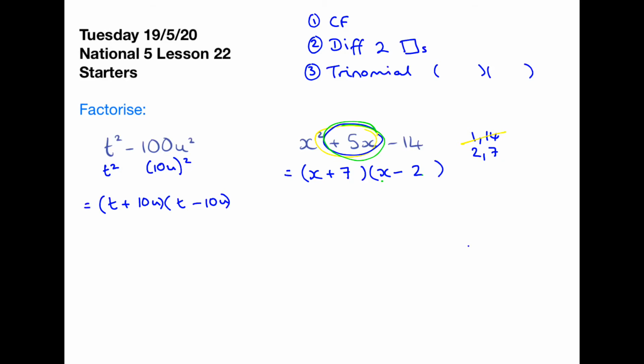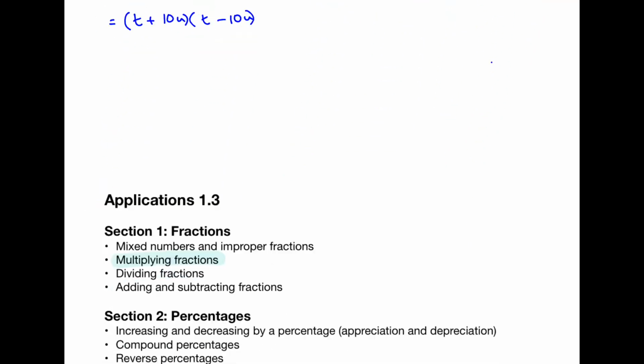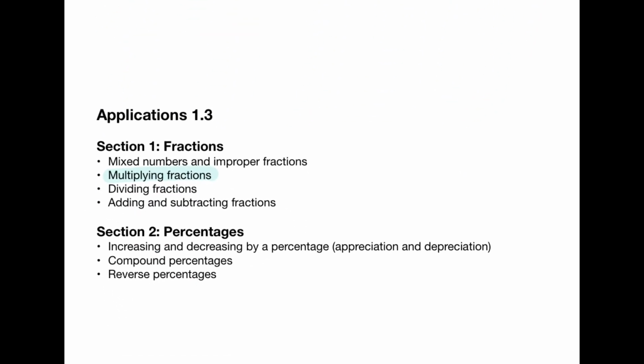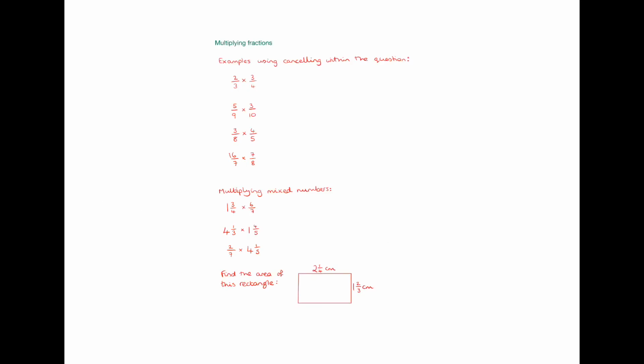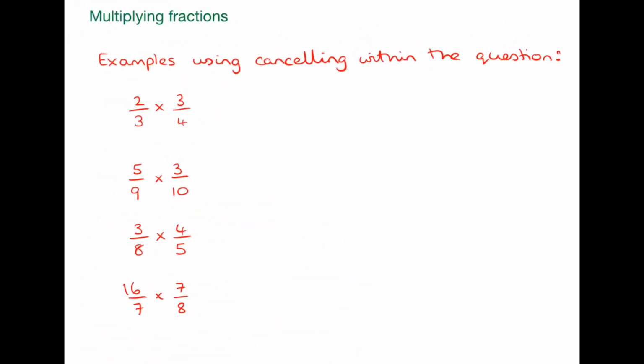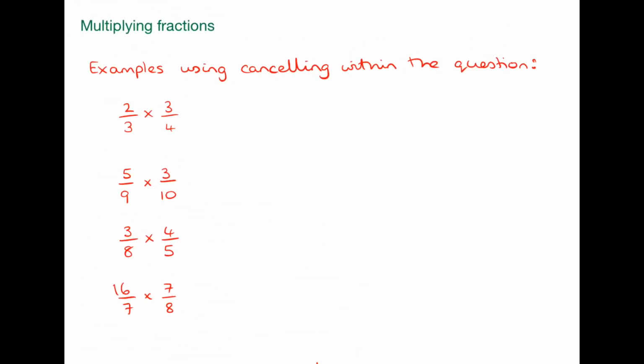Okay, all right, so looking at what we're doing at the moment, we're working on fractions. Yesterday we looked at mixed numbers and improper fractions, and we're going to use that a little bit today when we go on to multiplying fractions. Okay, so multiplying fractions. Now, I've said here that these are examples using cancelling within the question.